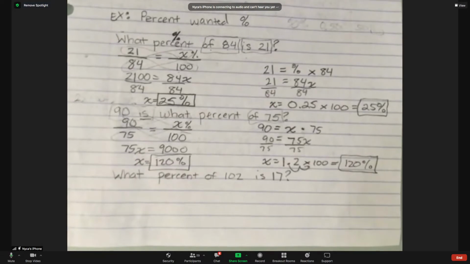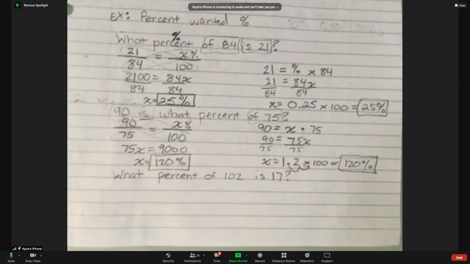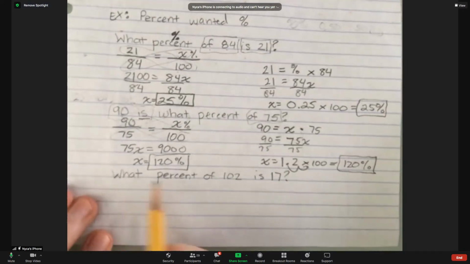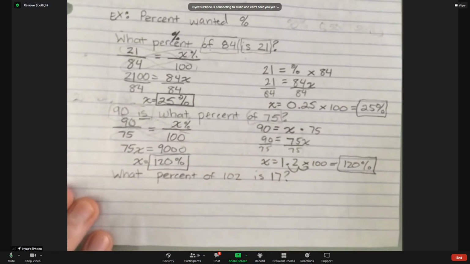So yes, you can have over 100%. It just means that you maybe got extra credit on a test, maybe you did some extra problems, maybe you earned some extra money on top of what your initial payment was, so like if you're buying stocks, things like that. All right, what percent of 102 is 17?